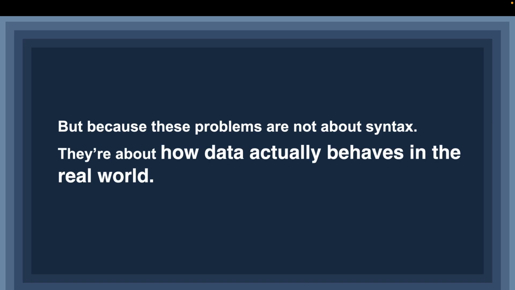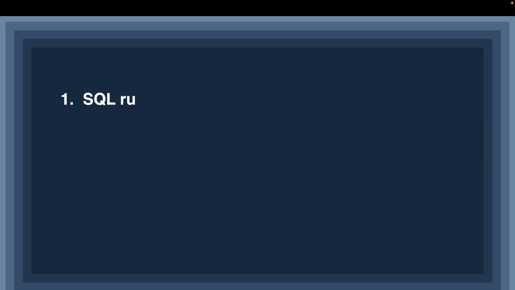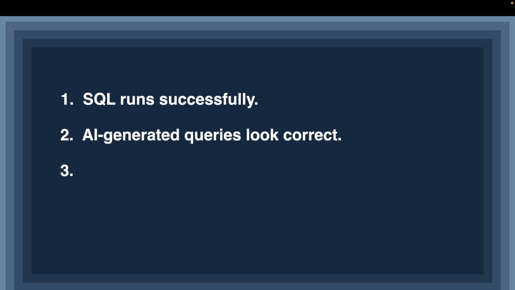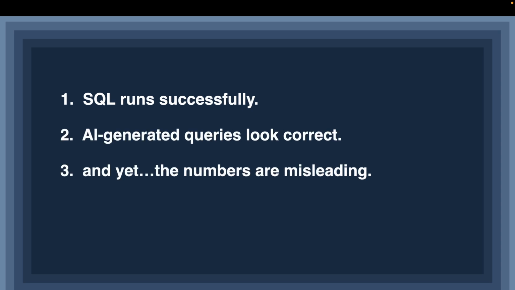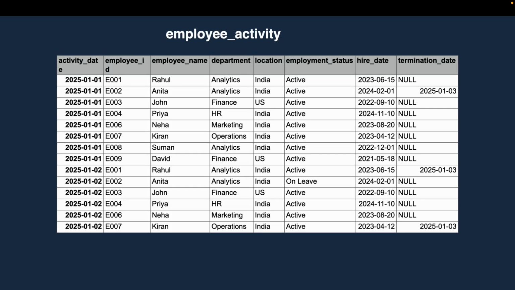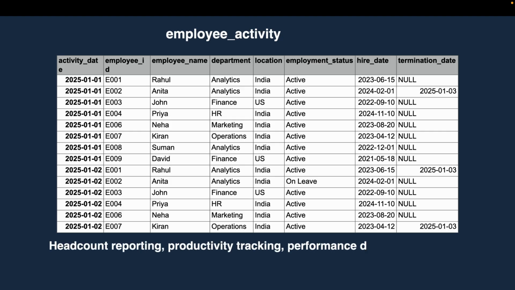Today, I'll walk you through 5 real scenarios where SQL runs successfully, AI generated queries look correct, and yet the numbers are misleading. In this video, we'll use a real dataset, employee activity. This is the kind of data used in actual companies for headcount reporting, productivity tracking, and performance dashboards. And I'll show you where both humans and AI tools go wrong unless the analyst thinks clearly.